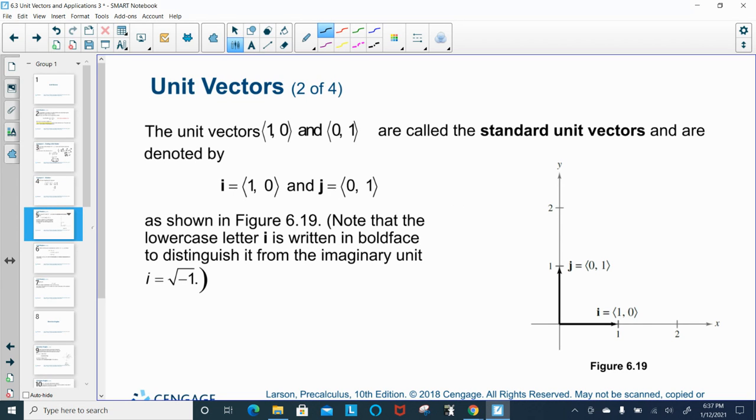We have a couple of unit vectors that we consider to be standard unit vectors, and they're labeled i and j. i is the horizontal vector, you can see here, goes along the horizontal axis. j is the vertical vector, and it has the component form that you see here, the 1, 0 for i and the 0, 1 for j.